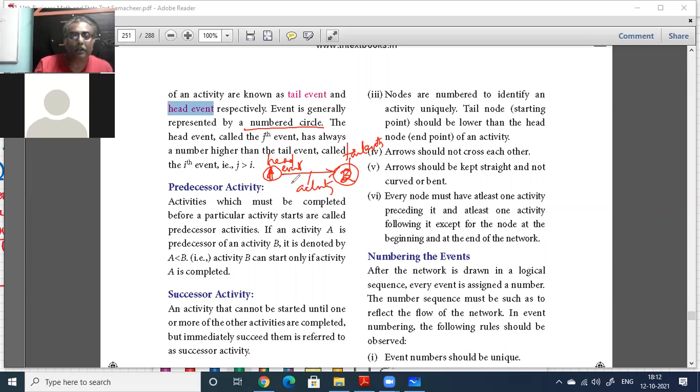The head event, called the jth event, always has a number higher than the tail event, called the ith event. So as we go along, the number of the events continues to increase. Hey, he's giving in reverse here. How can it be like that? We'll come back to that. I think he's giving in reverse there.